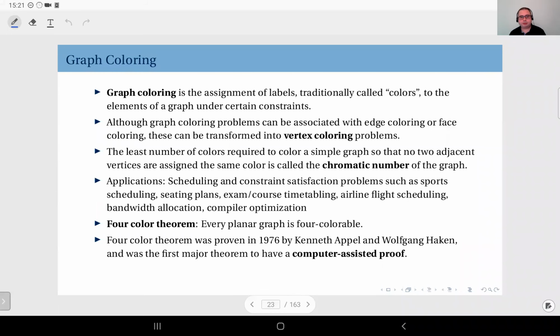Next, we will talk about the graph coloring problem. This is the problem of the assignment of labels, which we usually call colors, to the elements of a graph under certain constraints. Graph coloring problems can be associated with edge coloring, face coloring, or rather vertex coloring. The other ones can be transformed into vertex coloring. Therefore, we usually mean vertex coloring when we say graph coloring.